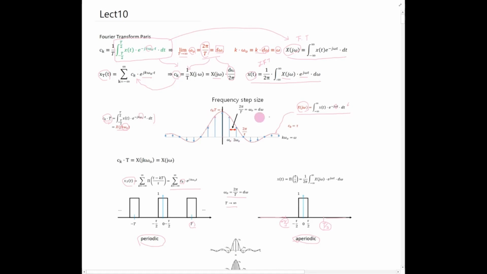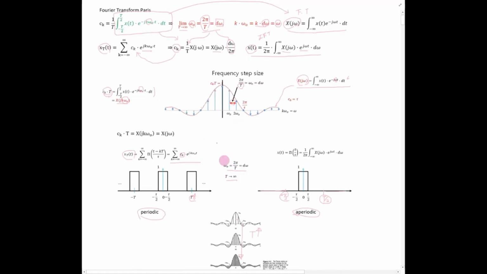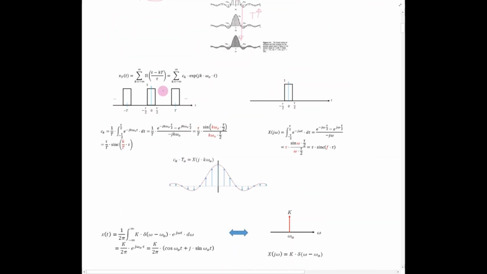What if we increase T? Then this frequency step will be smaller, as shown over here. The frequency step is larger, but if we increase the period T, then the sampling becomes denser and narrower. As T increases, the frequency step gets smaller. If we take T to infinity, then continuous sampling is possible. I hope you now have some idea of the relationship between the Fourier series coefficient and the Fourier transform. Now let's look at it in a little more detail.